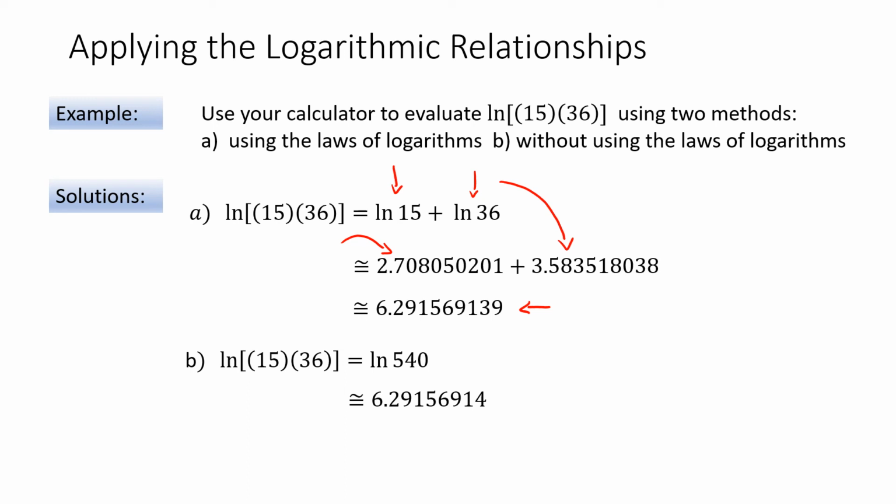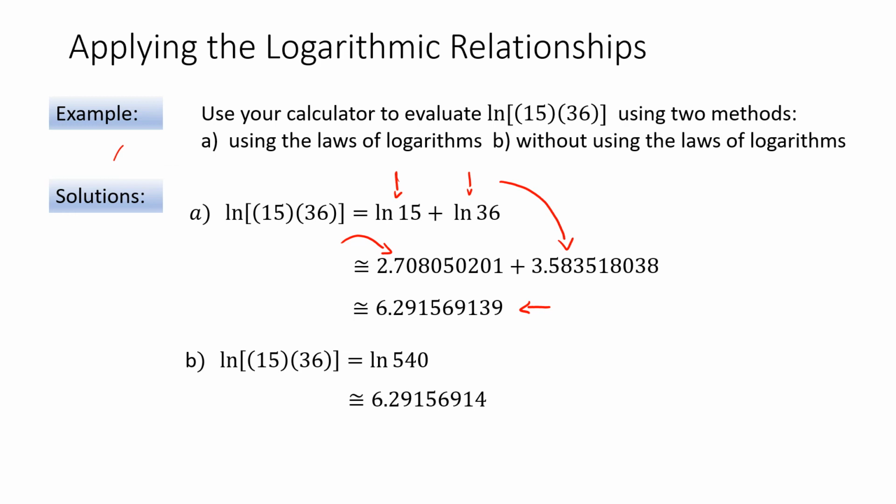Now, I want to show you this because I want to show you that the rule works. That was using our rule, right? The ln of 15 times 36. So we're allowed to break those apart and add them up. So the ln of the first number, 15, plus the ln of 36.